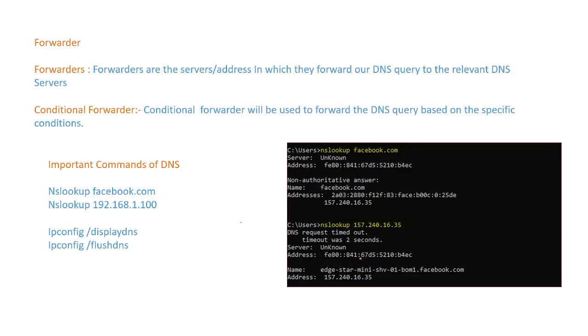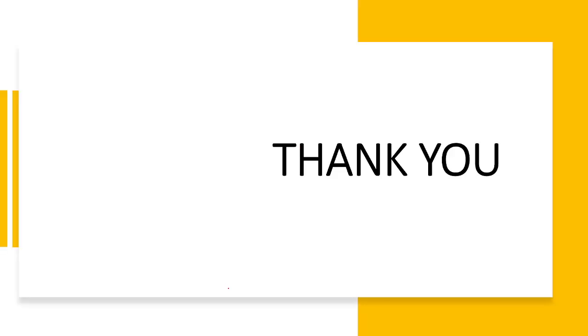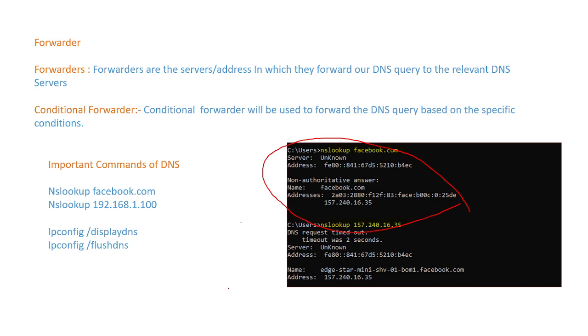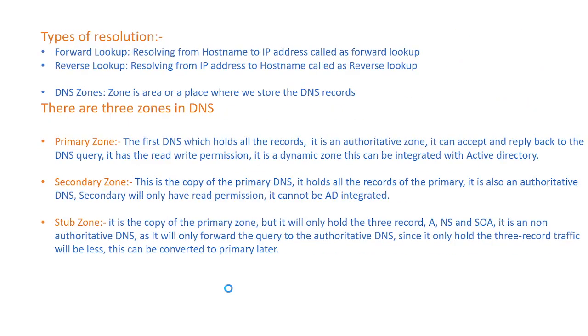And there are some commands as well. The nslookup, I already told you, to check the resolution. If it is not working, it will give request timed out, like this. If it is responding, you will get the information like this. And ipconfig /displaydns is there. ipconfig /flushdns is for when you want to flush the DNS cache. So with that, I think we have covered the complete DNS, both theoretically as well as practically.